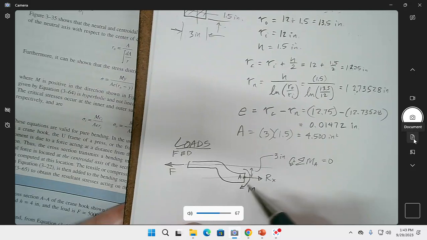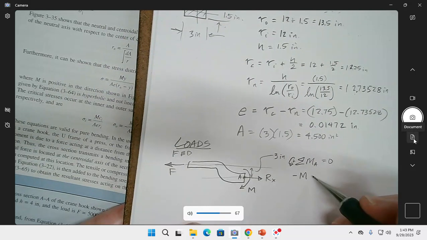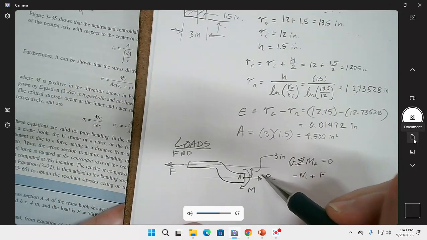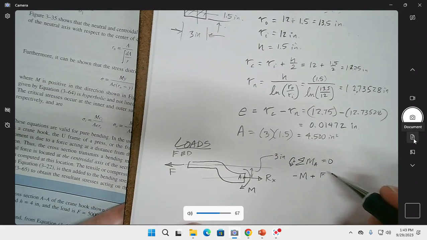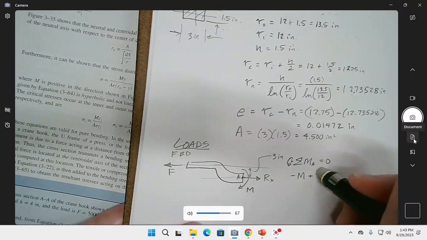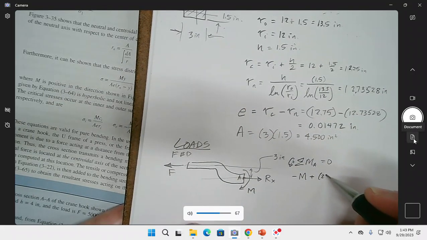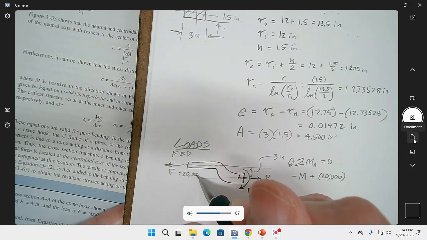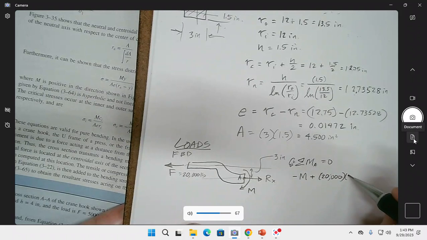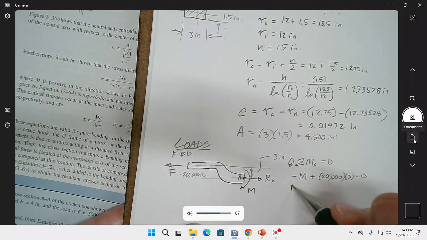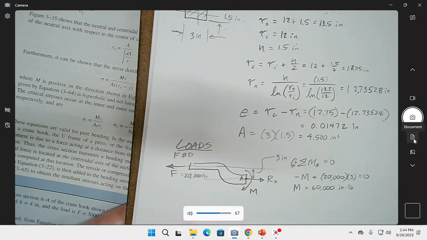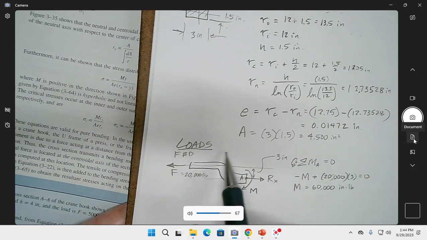And through this right here, we're going to have a negative M, plus this force times, oh, I wish I gave it a symbol. I'll just use numbers because I don't have one on here. So this is going to be the 20,000, and it's going to be the 3 in. So I think the moment is going to be 60,000 inch-pounds. I think we're done with the loads portion of this.